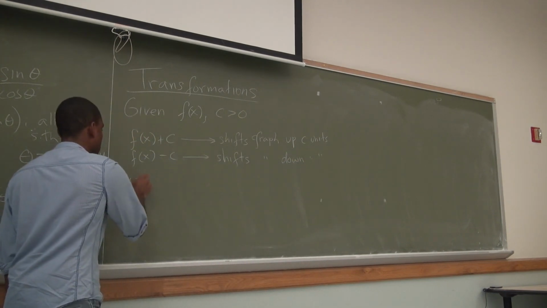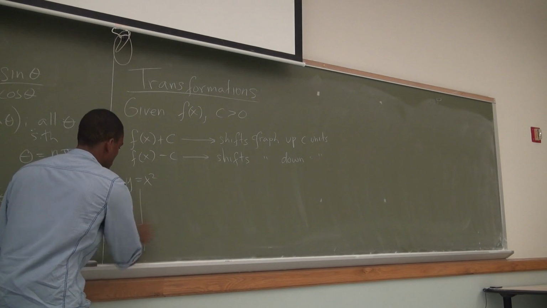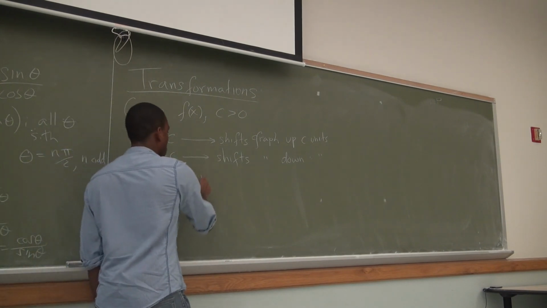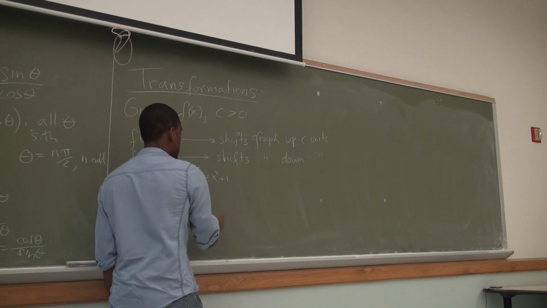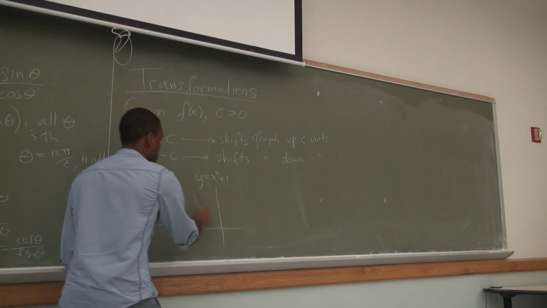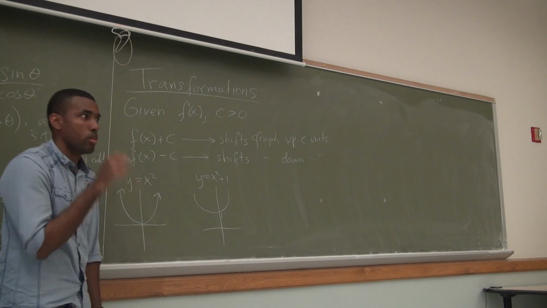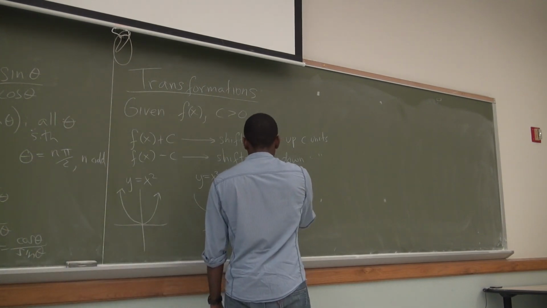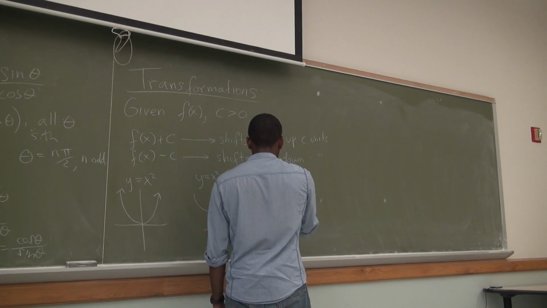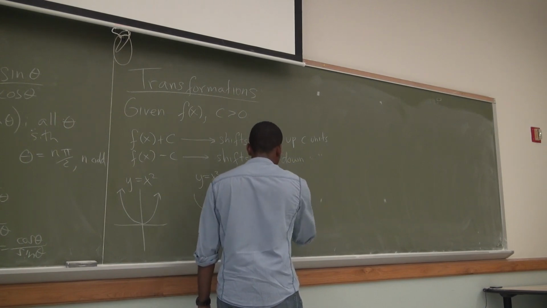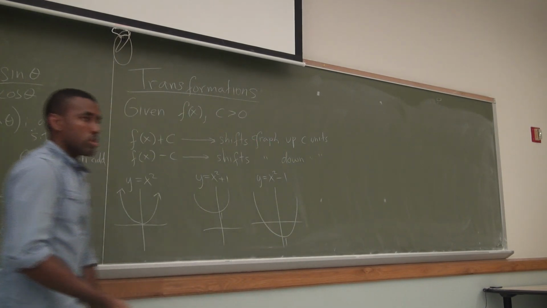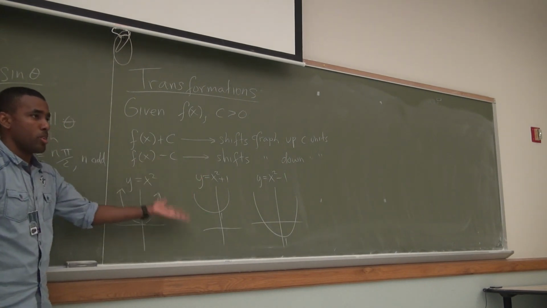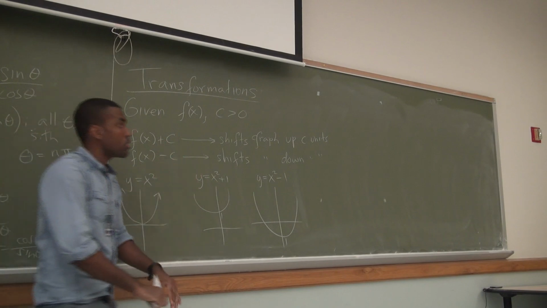So if we know that y equals x squared looks like this, then when I ask you about y equals x squared plus 1, I expect you to know it's that same graph, you just shifted up 1. I don't expect you to start plugging in numbers. You should also know that y equals x squared minus 1 means you shifted down 1. So this should immediately pop in your head. I don't expect you to be plotting points.